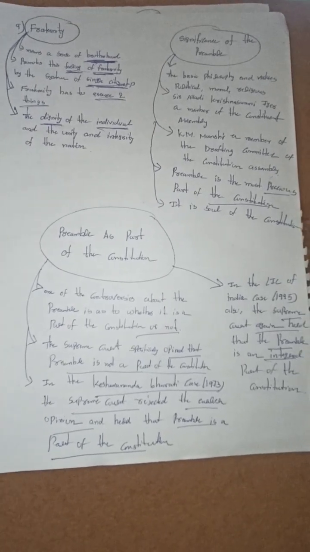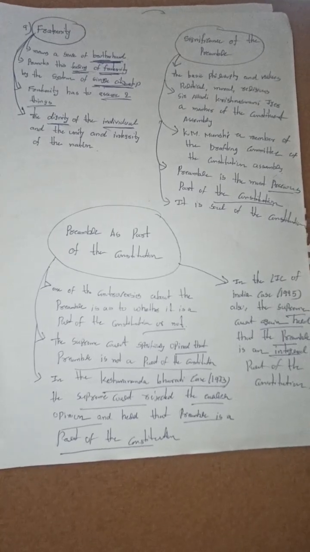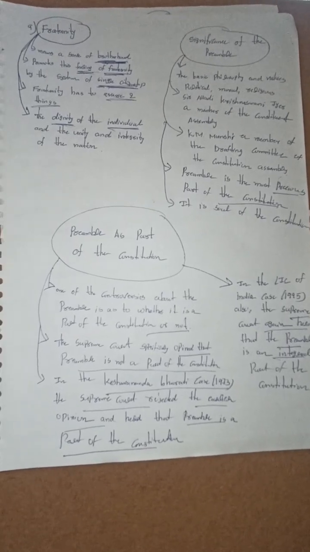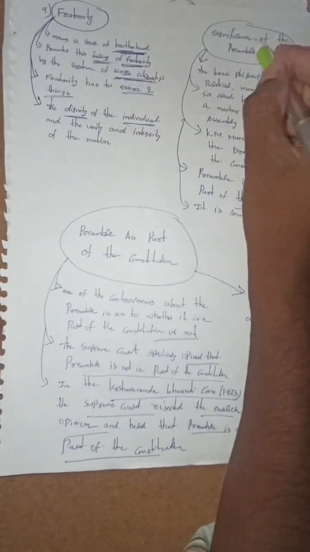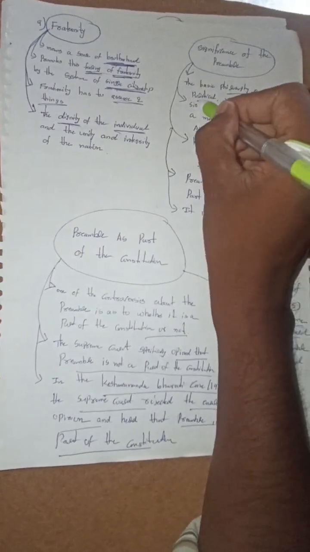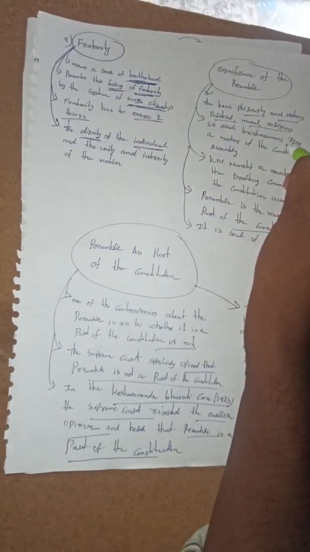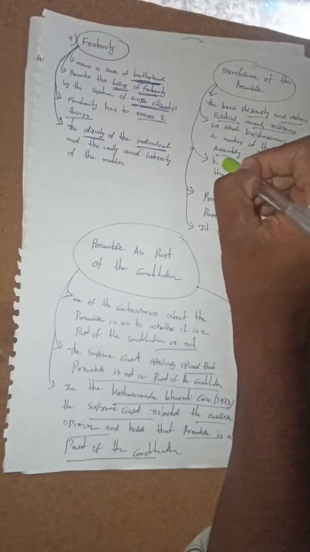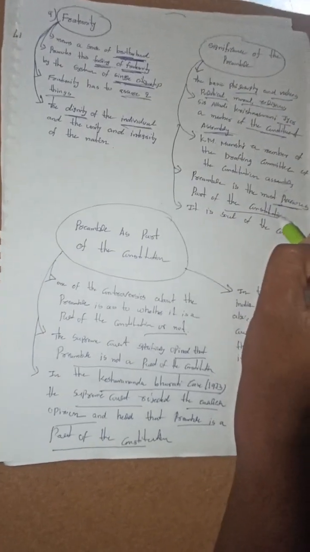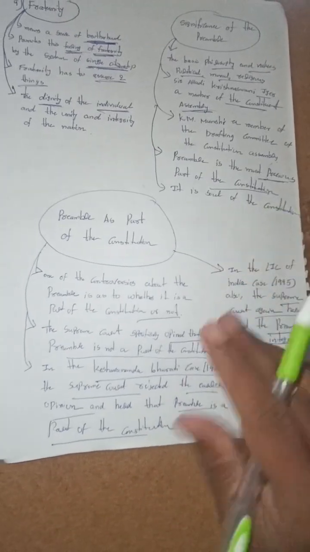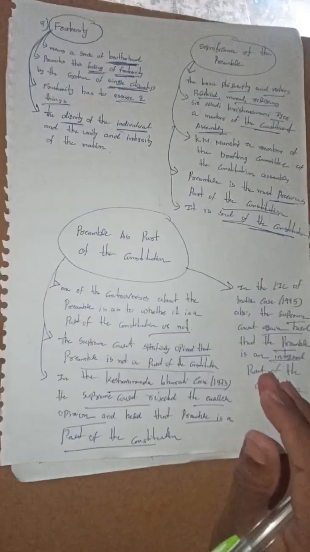So, what is the significance of the preamble? The preamble embodies the basic philosophy and fundamental values, political, moral, and religious, on which the Constitution is based. Sir Alladi Krishnaswamy Iyer, a member of the Constituent Assembly, said that the preamble is the most precious part of the Constitution. It is the soul of the Constitution.